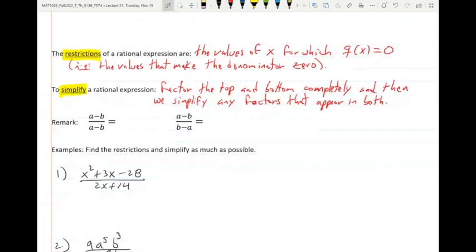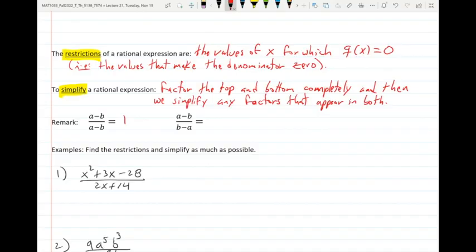Now, there is one little rule that you need to understand, and it's this little remark that I'm saying here. For example, let's say that you have an expression of the form a minus b, and then that same expression shows up down here. In this case, because the top is identically the same as the bottom, when you divide the same thing by itself, what do you get? You always get 1. So this is always equal to 1.